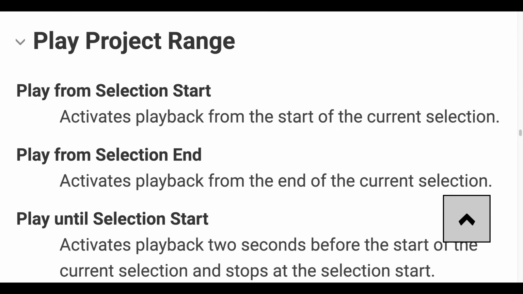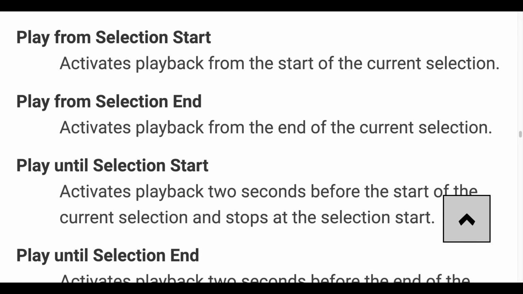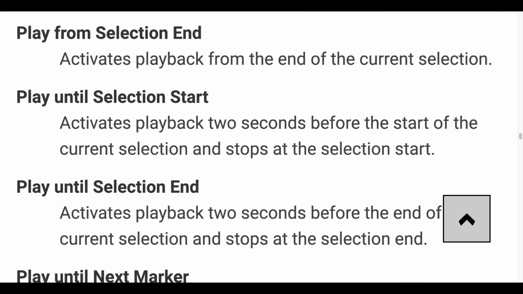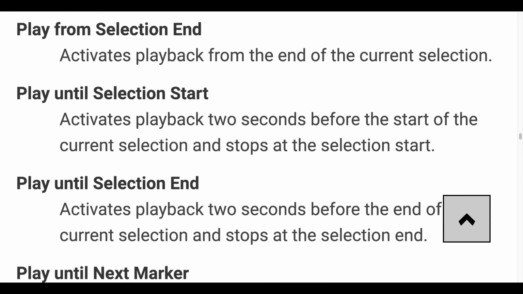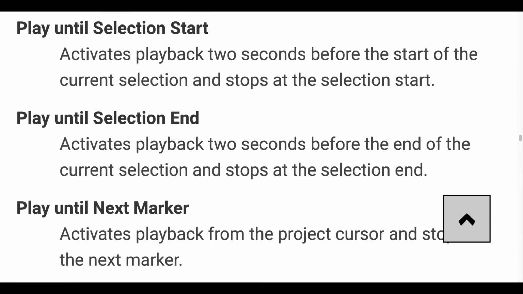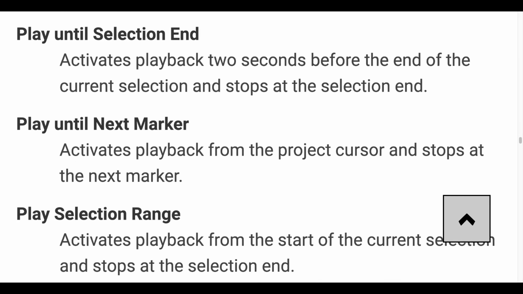Play project range. Play from selection start. Activates playback from the start of the current selection. Play from selection end. Activates playback from the end of the current selection. Play until selection start. Activates playback 2 seconds before the start of the current selection and stops at the selection start. Play until selection end.